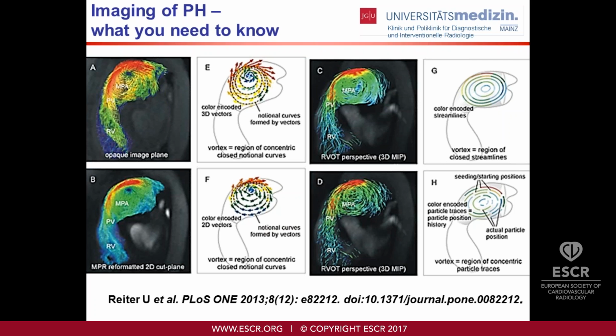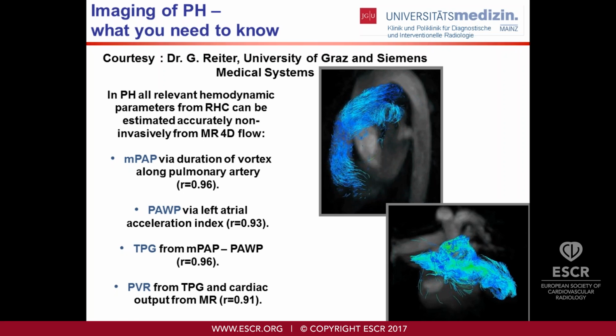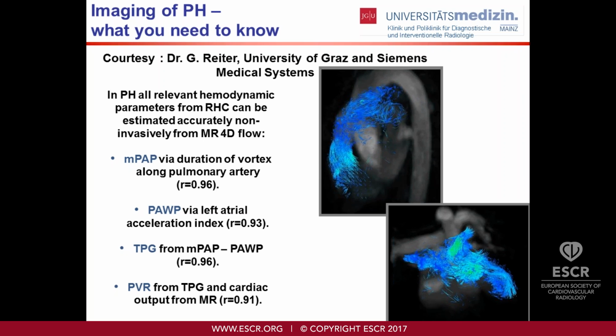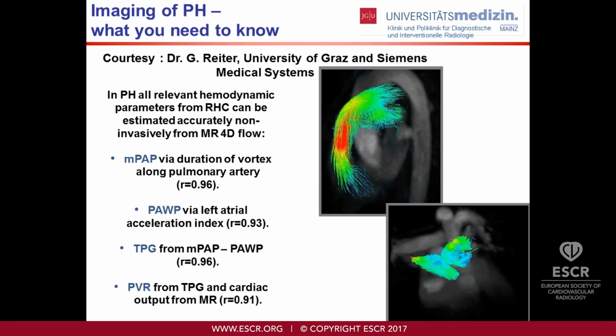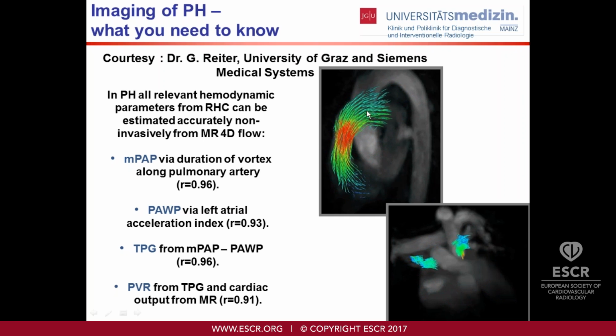And from this latest work, he sent me these images where he can nicely analyze not only the flow in the pulmonary arterial system, but also the acceleration index in the left atrium. This is the basis for determination of the pulmonary wedge pressure, and from the transpulmonary gradient he is able to calculate also the pulmonary vascular resistance.